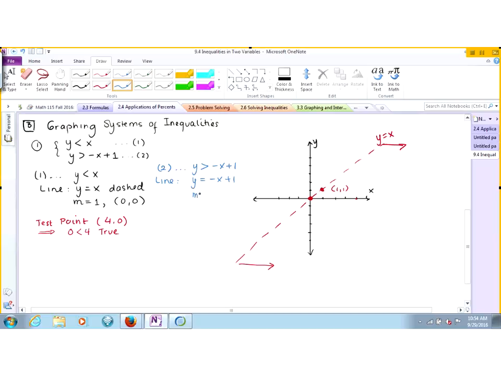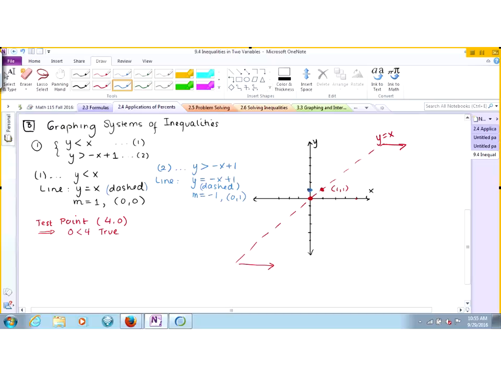The slope? What is my slope? Okay. Oh, by the way, is this dash or solid? Dash? Yeah. All right. So the slope is negative 1. What is the y-intercept? 0, 1. All right.